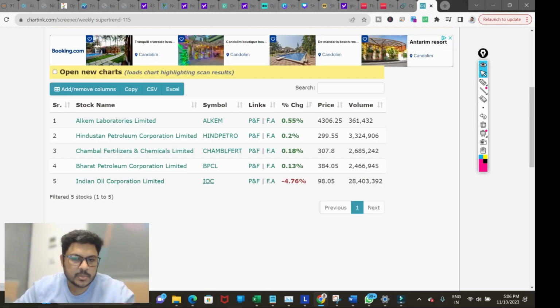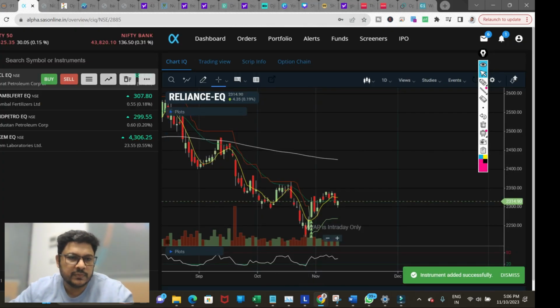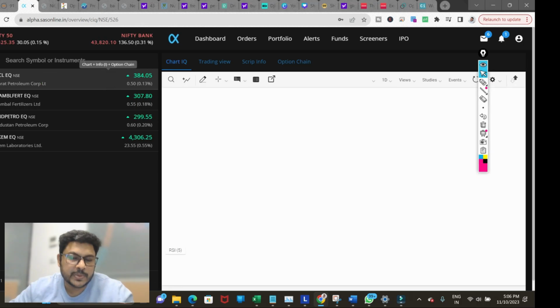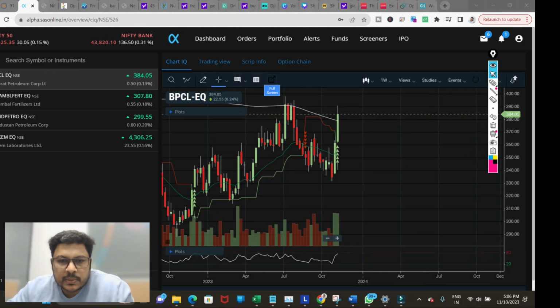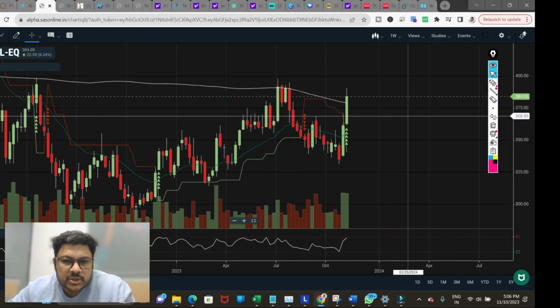I think Indian Oil Corporation, I don't want to trade anything which is 98, because it may not give you such kind of news. So I would always like to see what is in green, because we are looking for an investment on a bullish pattern. Okay, so let's look at the chart for this. I will try to open up the chart on the full screen. So this is a weekly chart.